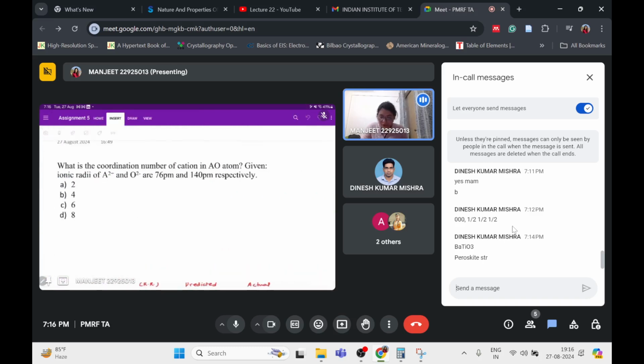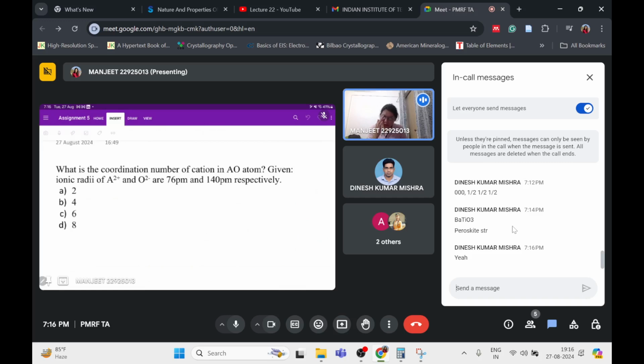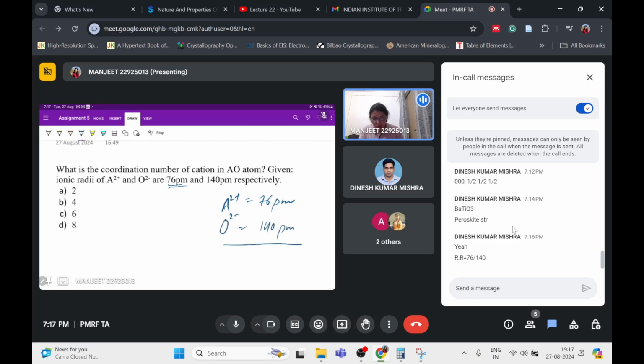In question number 18, this type of question we have already done. Now we have to calculate the coordination number of the cation in the AO atom. So the ionic radius of this A2 positive is 76 picometer, and O2 negative is 140 picometer. So you have to calculate the coordination number.